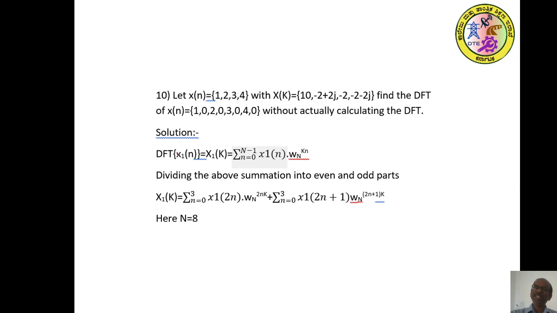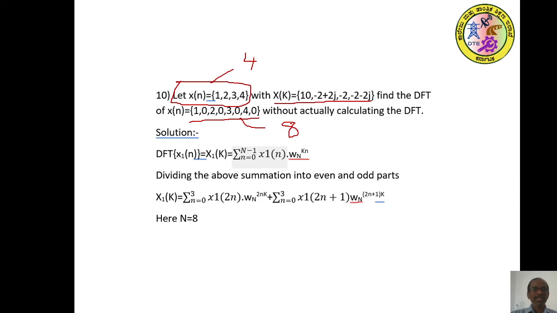One more problem: they have taken a sequence x of n equal to 1, 2, 3, 4 with DFT x of k equal to 10, minus 2 plus 2j, minus 2, minus 2 minus 2j. You are asked to calculate the DFT of the sequence 1, 0, 2, 0, 3, 0, 4, 0. You can observe that in each alternate position they have inserted 0. In future subjects you call this upsampling. Here the number of samples was 4, now the number of samples is 8. When you increase the number of samples, it is called upsampling.